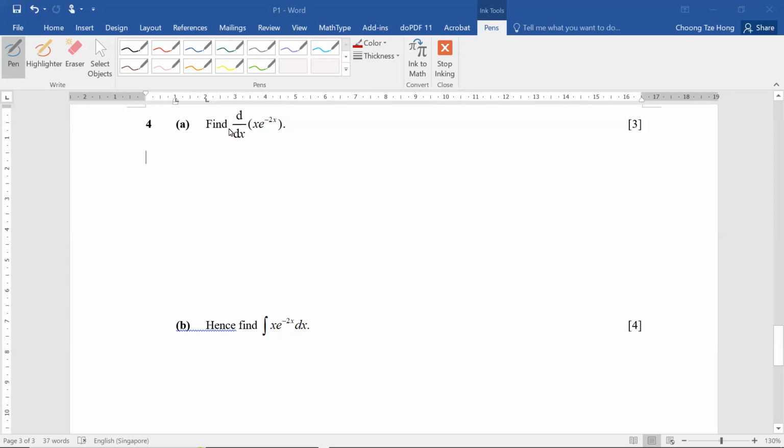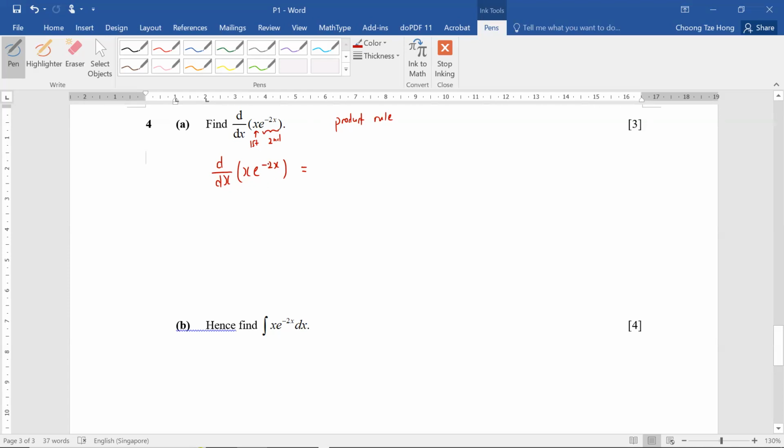For part A, we're asked to find the derivative of the product of x times e to the power of negative 2x. Since we're asked to find the derivative of the product of two terms, with x being the first term and e to the power of negative 2x being the second term, we will need to use the product rule. The product rule is actually very easy to apply.